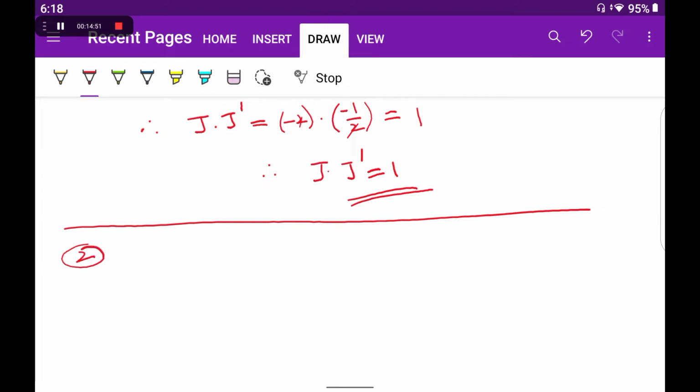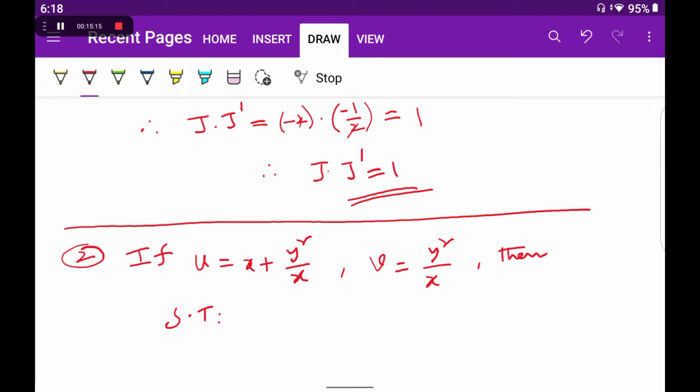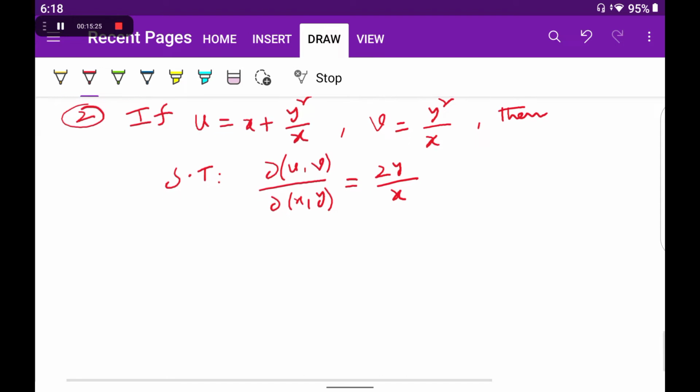Now let us go to the second problem. If u equal to x plus y square by x, v equal to y square by x, then show that dou(u,v) by dou(x,y) is 2y by x.